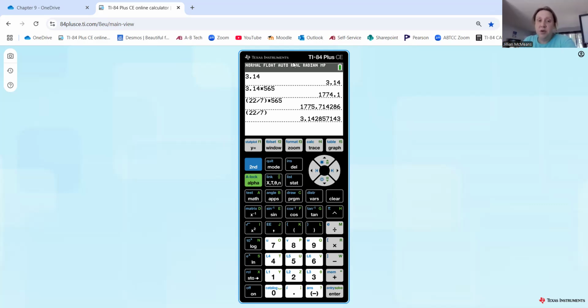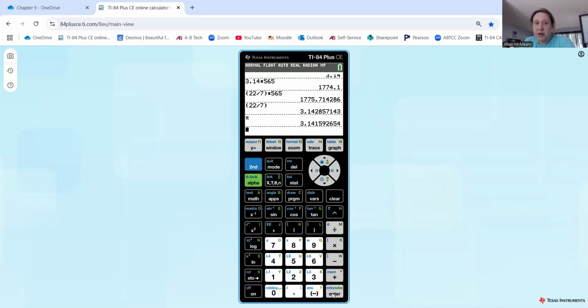Similarly, if we look at the pi button on this calculator, it says that pi is 3.14159264. So if I take 565 and multiply it by pi, I'm going to get 1,774.999849. So we got three completely different answers depending on which approximation for pi we used.